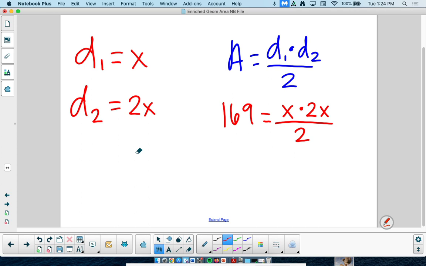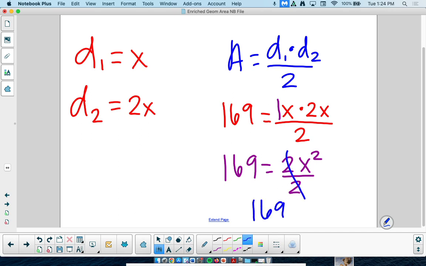Should we simplify the numerator? What's x times 2x? 2x squared. There's an imaginary 1 here. 1 times 2 is 2. X times x is x squared. Well, this is convenient. What happens to my 2s? They go away. 169 equals x squared. Square root of 169 is 13. Isn't that great? Okay, now answer the question. What is it wondering? Diagonals. So one's 13. What's the other one? 26. Very good.